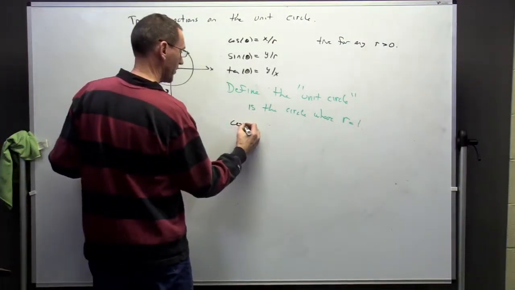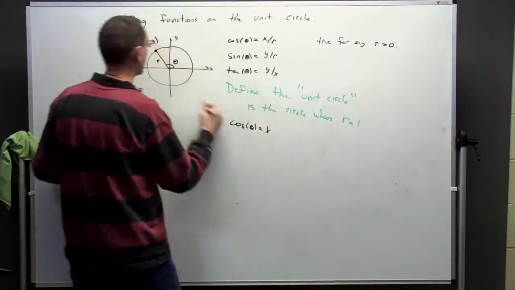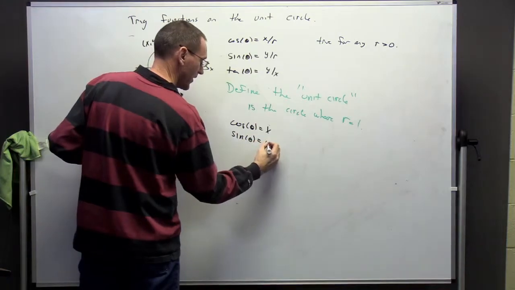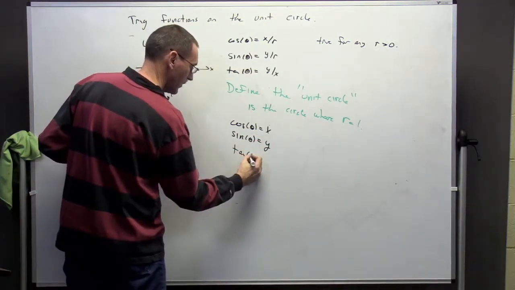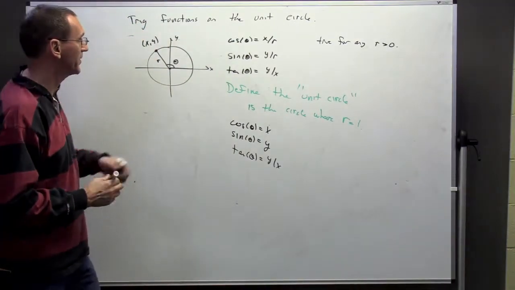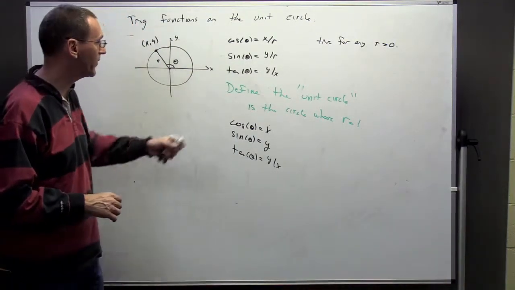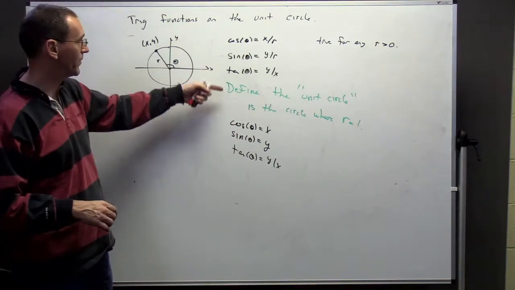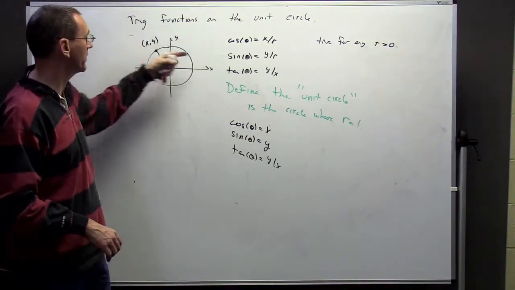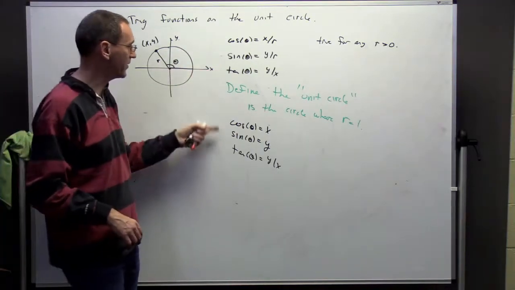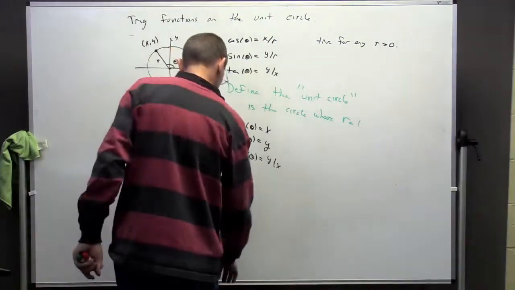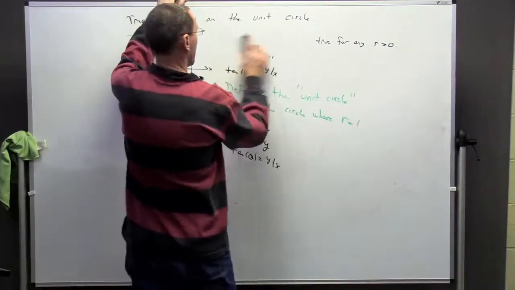We're going to have that the cosine of theta is just the x-coordinate of that point. The sine of theta is going to be the y. And the tangent is not going to change because there's no r there. Okay? So if we're working with the unit circle, the radius is 1, this becomes just the x value of this coordinate, this becomes the y value, and this is still the ratio of the rise over the run. Okay? So let's stop and think about this new function.